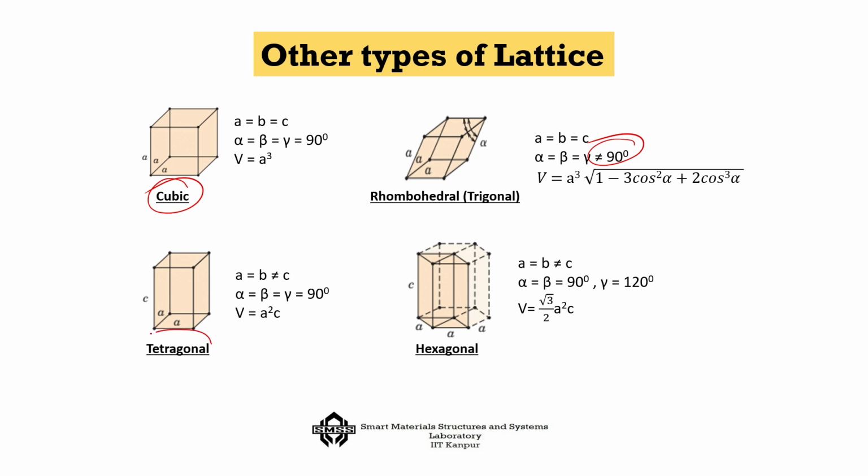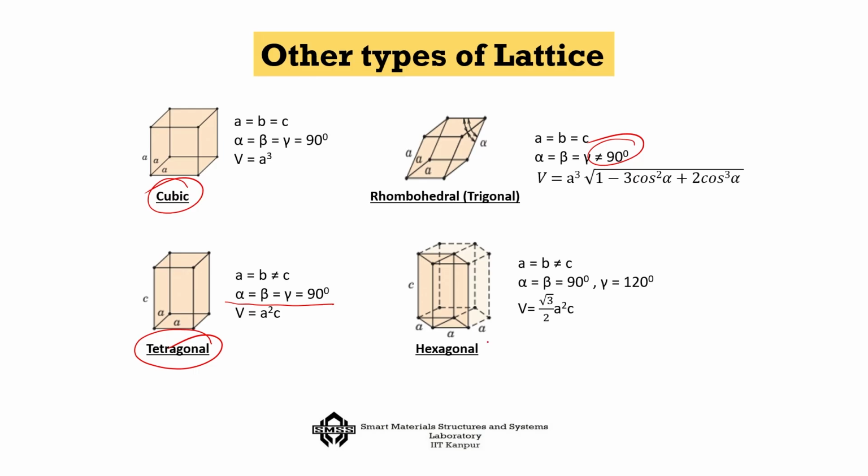Then you can have a tetragonal system. Many of the ceramics follow the tetragonal system. Some of the smart materials are also tetragonal. Here a and b are equal, but not equal to c. That means, in one direction the lattice is slightly more elongated. Alpha, beta, gamma are all equal to 90 degrees. That is the tetragonal system.